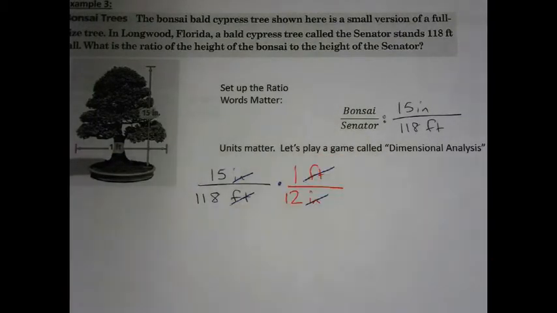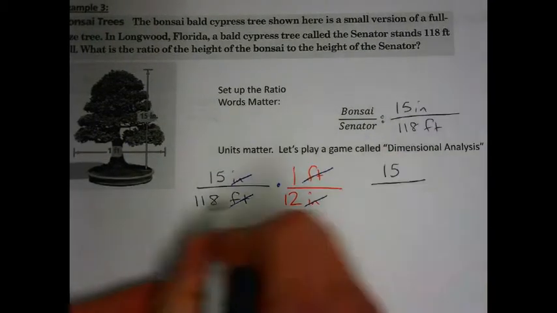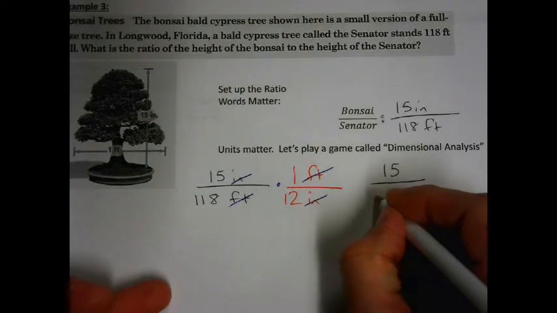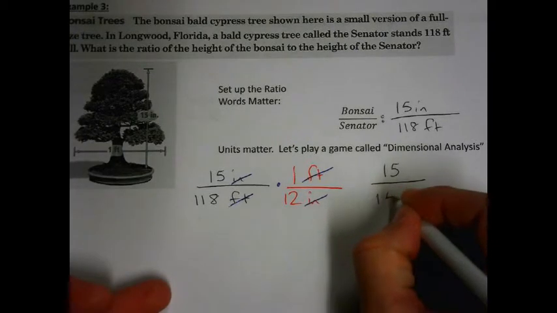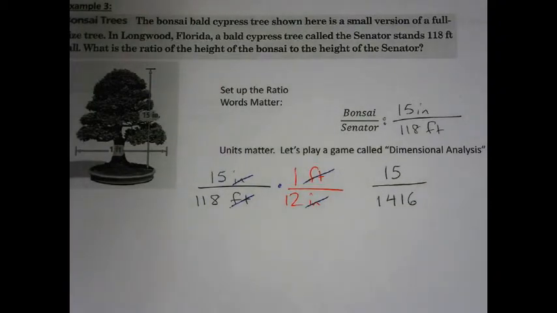And then, as you remember, when we multiply our fractions, we multiply numerators times numerators and denominators times denominators. So we have 15 in the numerator and 118 times 12, which I totally cheated and used a calculator. We have 1,416. So when we have our units of measure, we set it up this way.